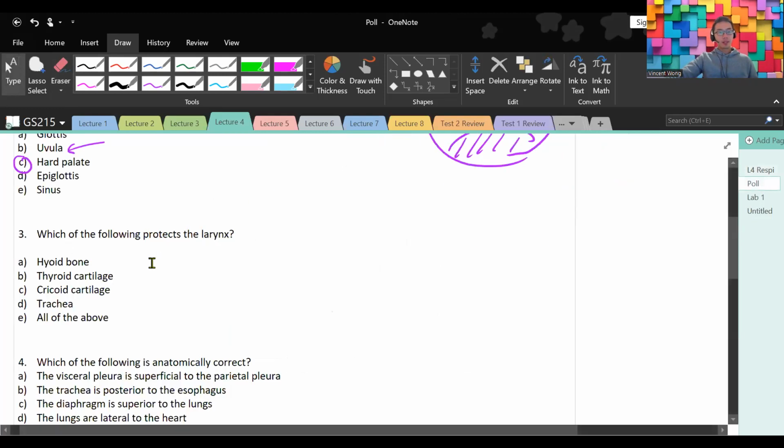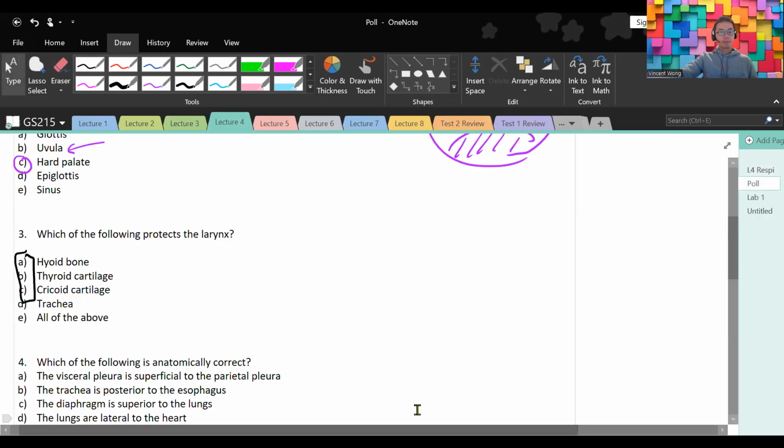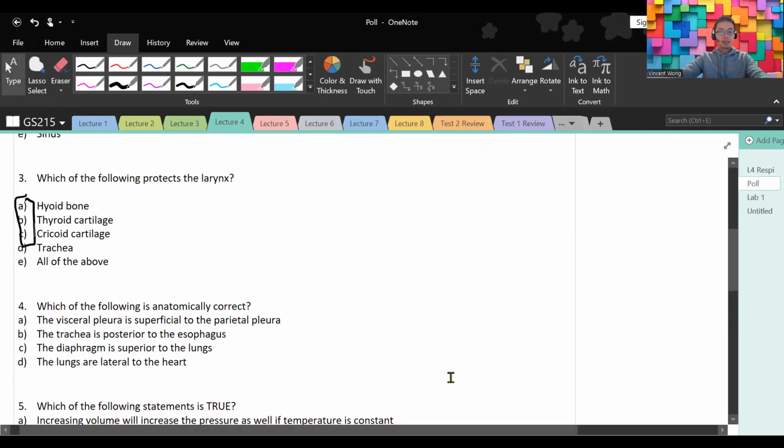Just very quickly here. Which of the following protects the larynx? So we just did it, right? There is the hyoid bone, there is the thyroid cartilage, and then there's the cricoid cartilage, right? All these things. Okay. I think we can do the next one as well. Number 4.